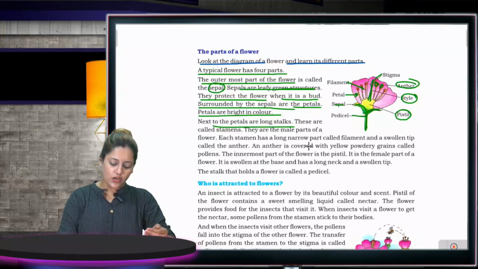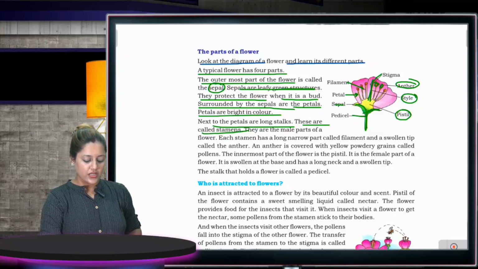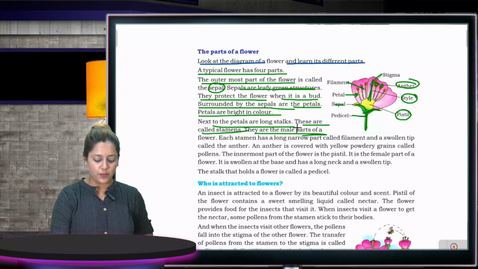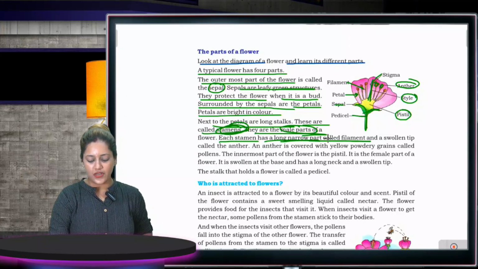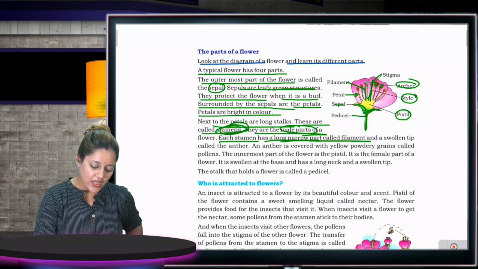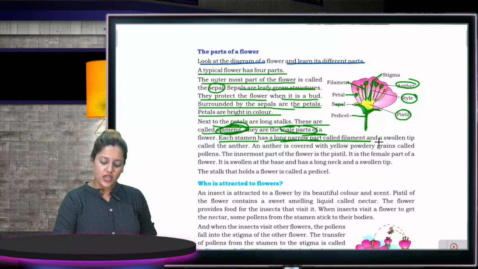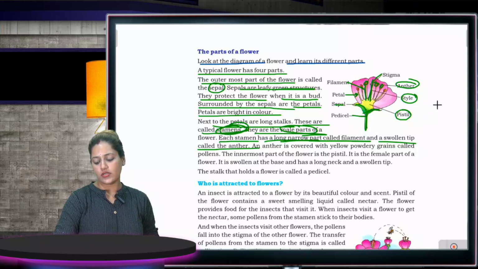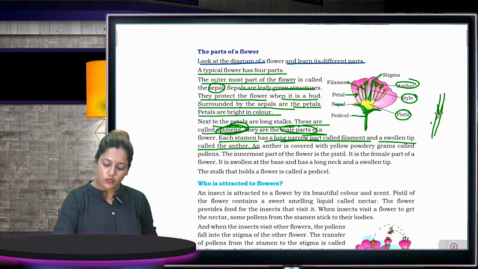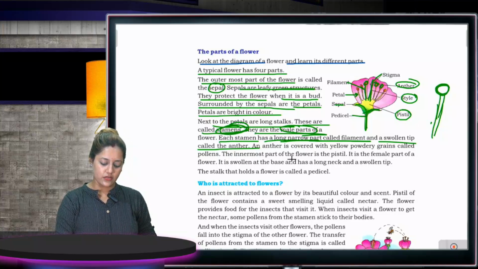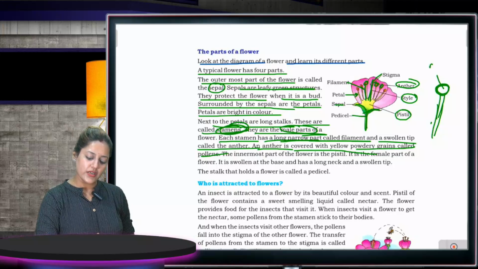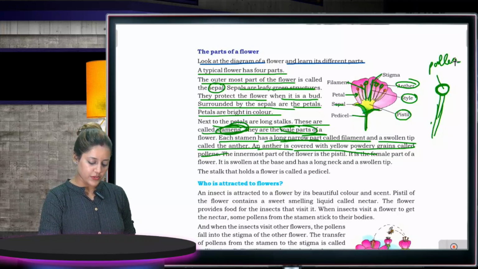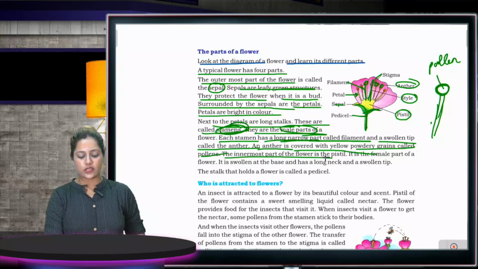Next to the petals are long stalks. These are called stamens. They are the male parts of a flower. So the male part of a flower is the stamens. Each stamen has a long narrow part called filament. So this is the stamen and this narrow part is called filament. A swollen tip is called anther. So this is the stamen, this is the tube-like filament, and this is the anther. An anther is covered with yellow powdery grains called pollen, and in the anther you can see the yellow pollen grains. The innermost part of a flower is called pistil.